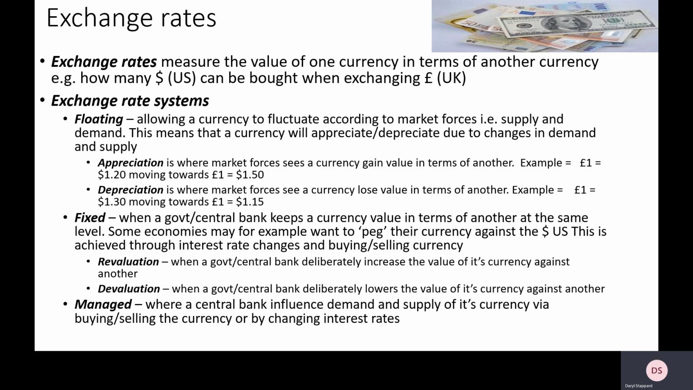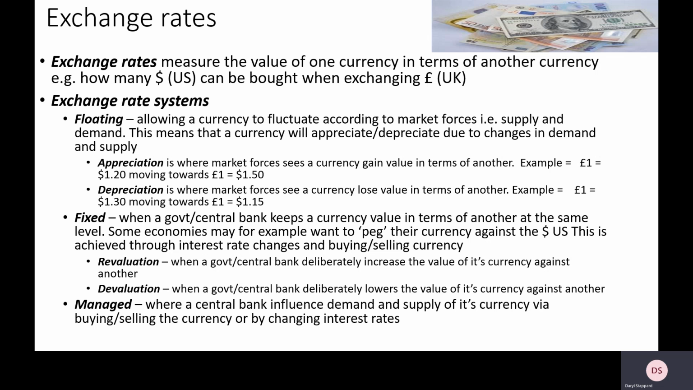So a currency appreciation could be caused by an outward shift in the demand for a currency, or it could be caused by an inward shift in the supply curve of that currency. So it's market forces which have forced that currency to become stronger. A depreciating currency by market forces would be caused by demand for the currency moving inwards or supply moving outwards. So a combination of those 2 different changes there, or one or the other, will lead to a currency losing value.